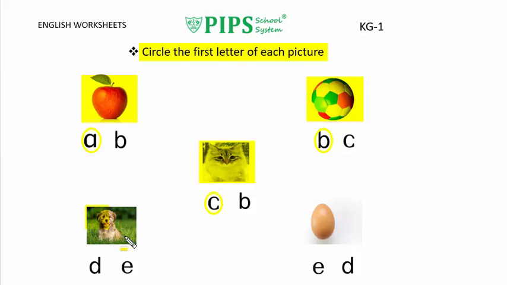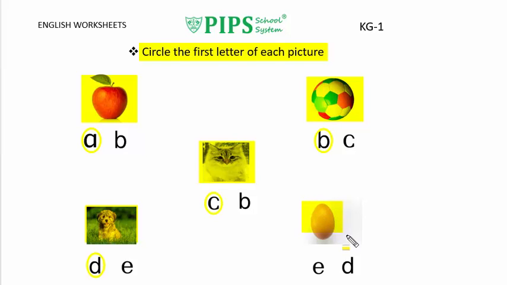This is a dog. The initial letter of dog is D. Sounds like D. The dog. Now we will circle the letter D.